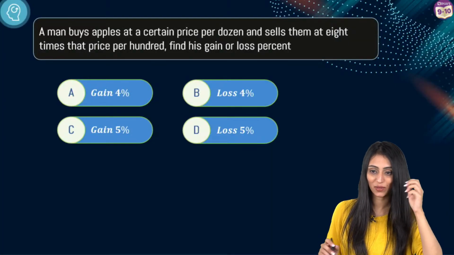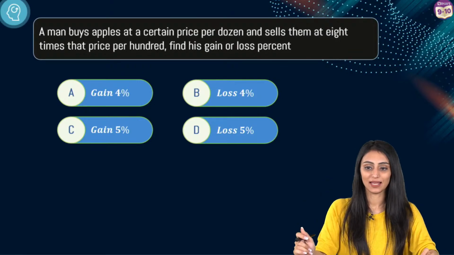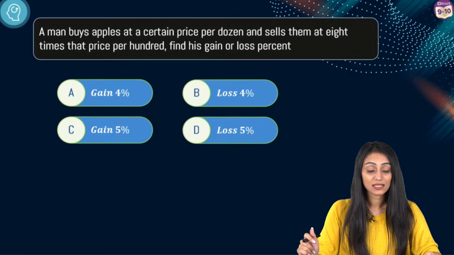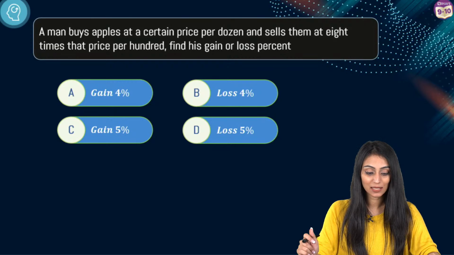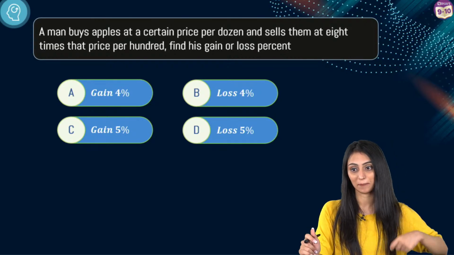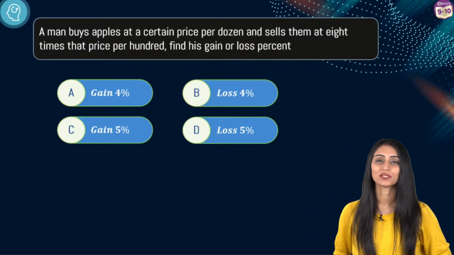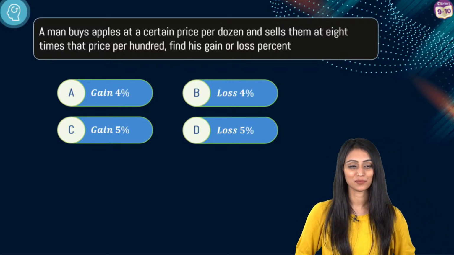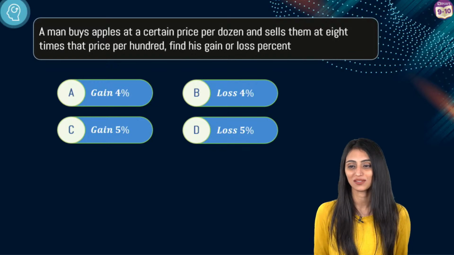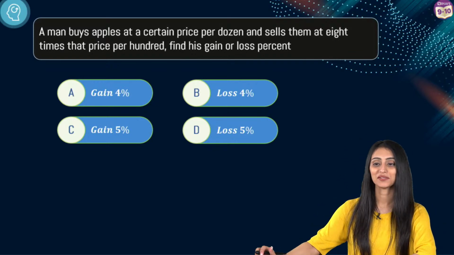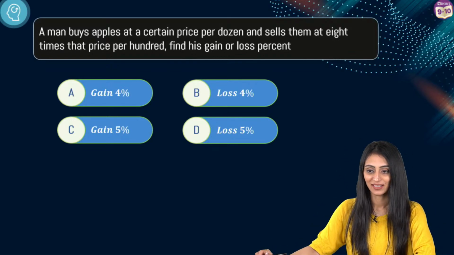Let's move ahead. Let's take a look at question number 13. A man buys apples at a certain price per dozen and sells them at 8 times that price per 100. Find his gain or loss percent. I know that when we come across such questions, selling price, cost price, profit, loss, that's kind of confusing, right? Anybody can answer this question?